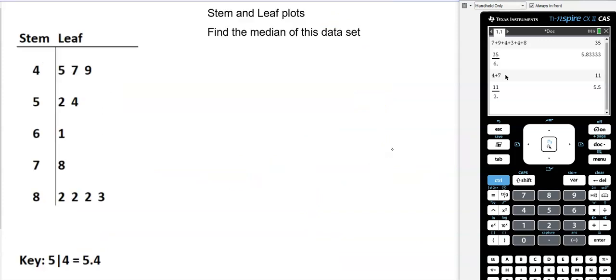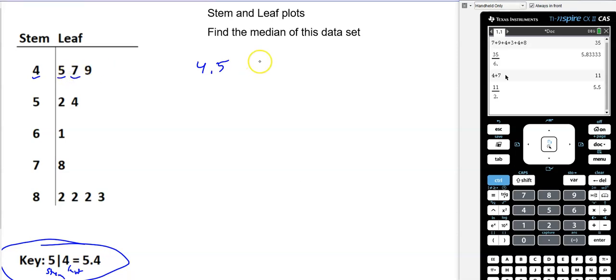These are called stem and leaf plots. Maybe you've seen these before. The key is actually the way to do this. The stem is the number before the vertical line. So 5 is the stem and 4 is the leaf. And according to this key, the stem and the leaf make a decimal, so 5.4. When the stem is 4, this leaf makes the number 4.5.